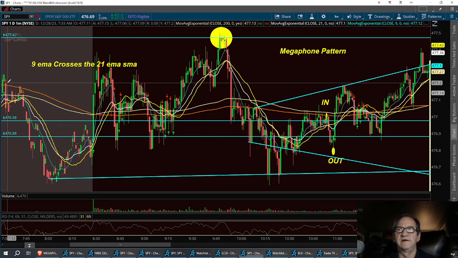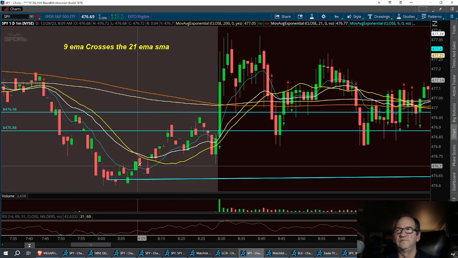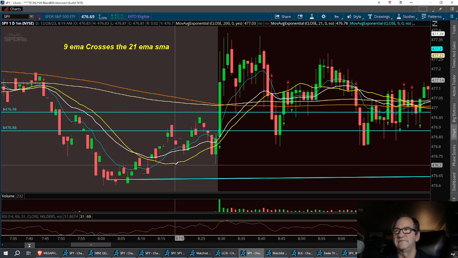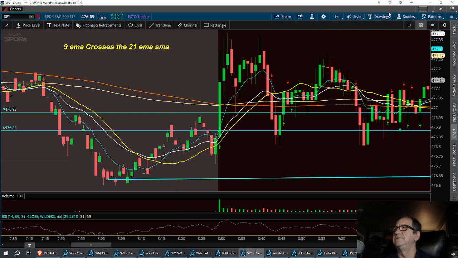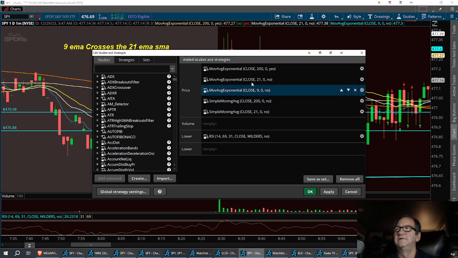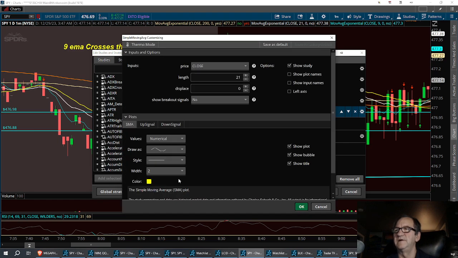So right out of the gate, we had the 9 crossing over, and I've got 2 examples here. I've got the EMA, and I've got the SMA. And you can tell that just by going up here, looking into studies. And I've got the 21 EMA, and I've got the 21 SMA, and the SMA is in yellow.